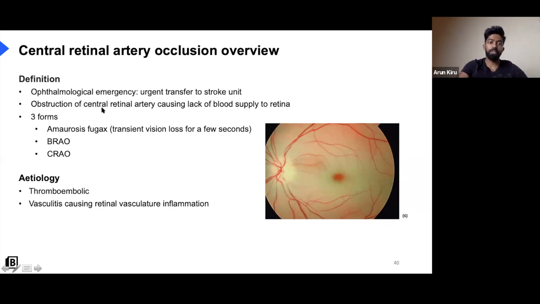You get this in the eye. So it's a central retinal artery. It causes a lack of blood supply to the retina, which is why we said the two signs were a pale retina and this red spot here. There's three forms of this.